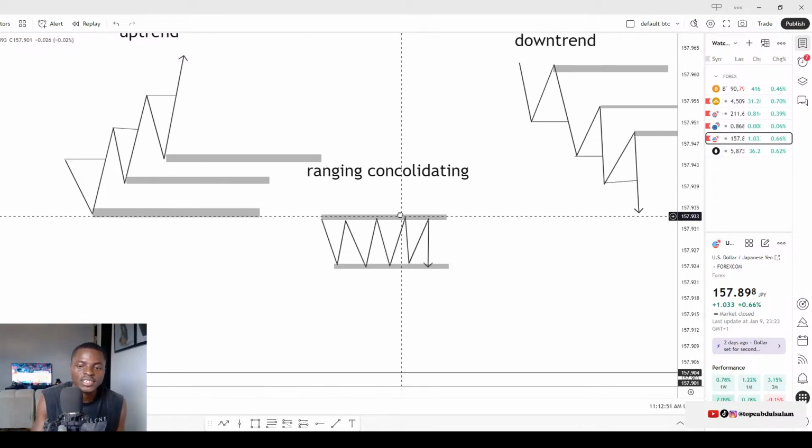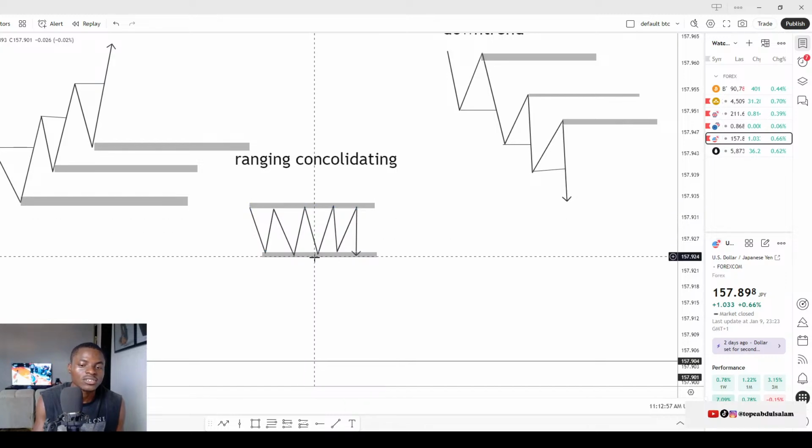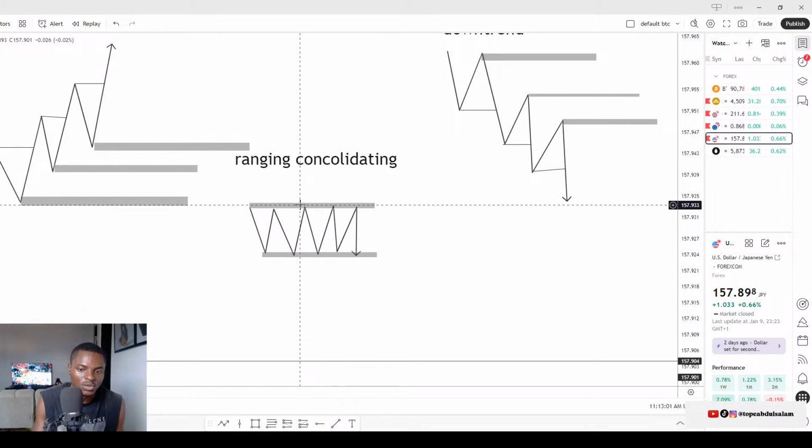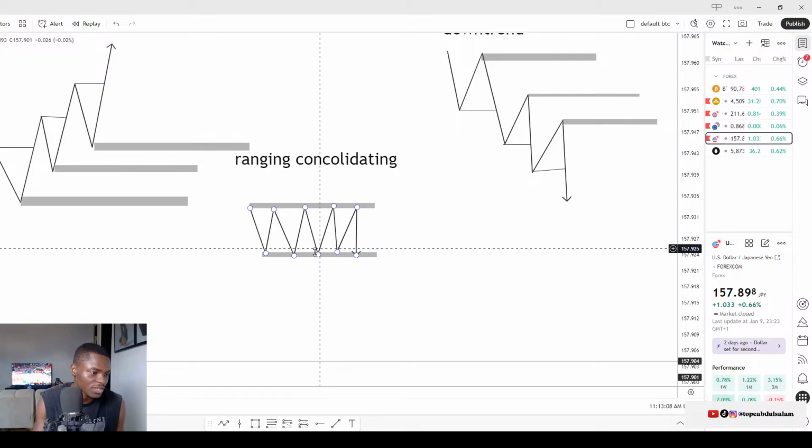And in a ranging market, the market is ranging between here and here. So the market is not willing to go above here and is not willing to go below here. So you now have 2 points of interest. You are looking at a possible sell from here and a possible buy from here, if you have the confirmation and everything that is needed.